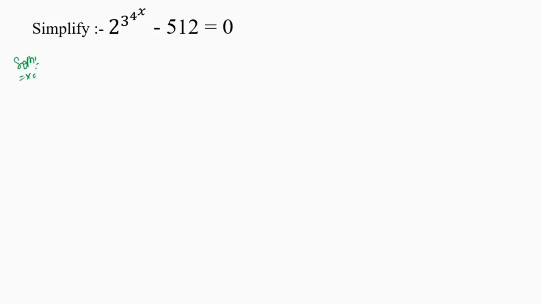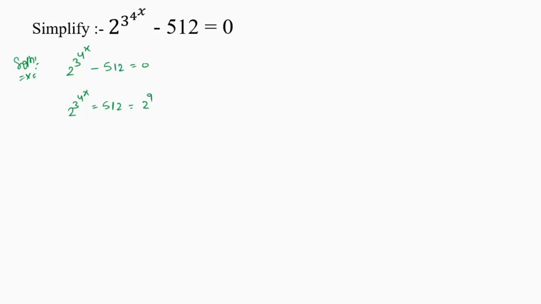Today we are going to solve this very interesting exponent problem in which we are given 2 raised to power 3 raised to power 4 raised to power x minus 512 is equal to 0. Bring this 512 to the right hand side, we get 2 raised to power 3 raised to power 4 raised to power x is equal to 512, and it can be written as 2 raised to power 9.